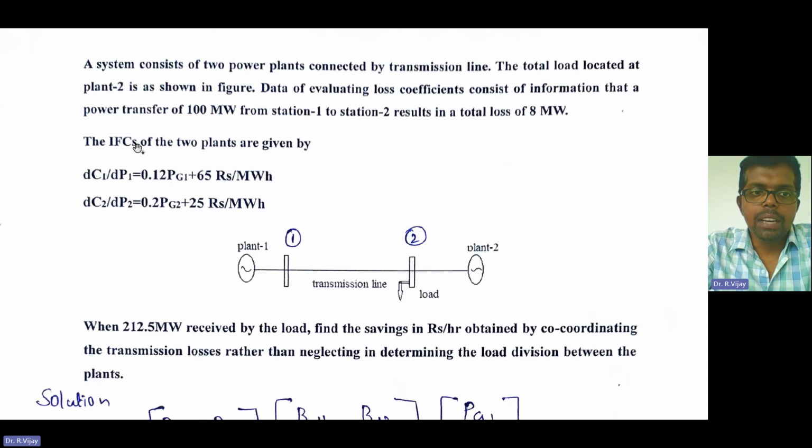The ICFs, that is the incremental fuel costs of the two plants, are given by dC1 divided by dP1 is equal to 0.12 PG1 plus 65 rupees per megawatt hour. Next, dC2 divided by dP2 is equal to 0.2 PG2 plus 25 rupees per megawatt hour.